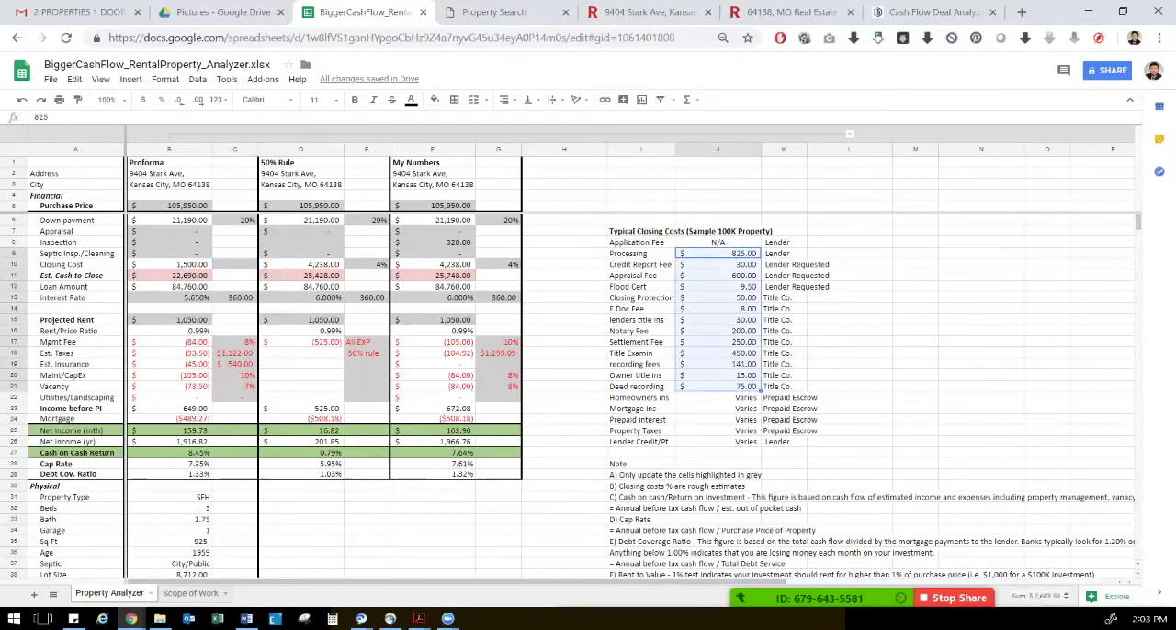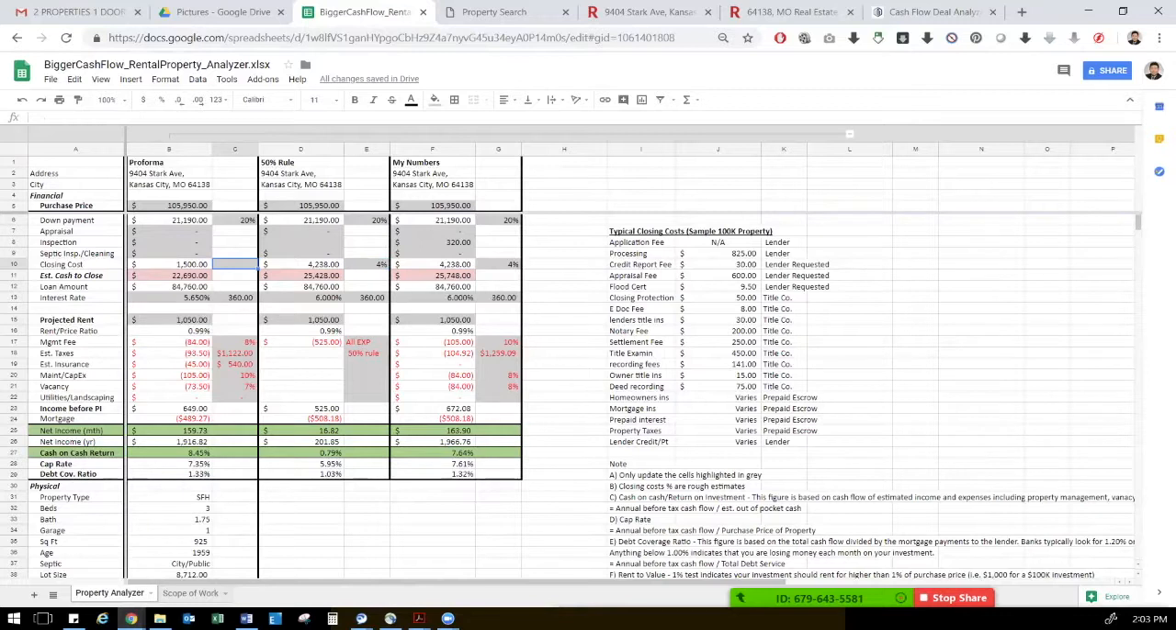You're going to see, just by summing up these fixed typical closing costs on a $100,000 property, I'm already at about $2,700. And that's not including the prepaid escrow items, which could run you up another $1,500 to $2,000, depending on the taxes and insurance. So that's why I feel like 4 to 5% of the purchase price is a good rule of thumb. So to me, this is a little bit low, but we'll get to that later.